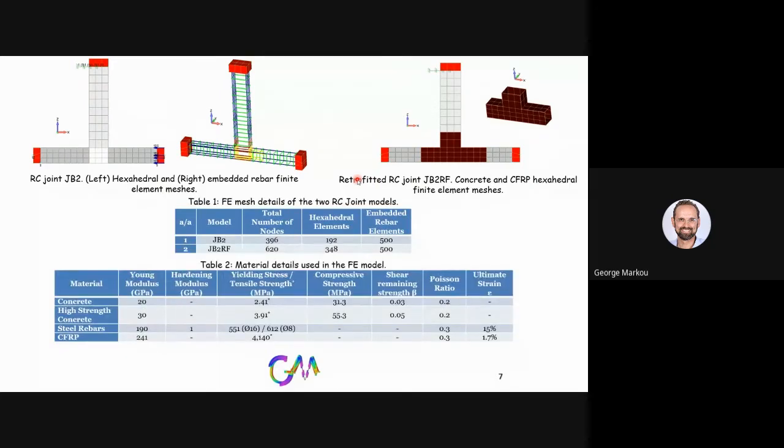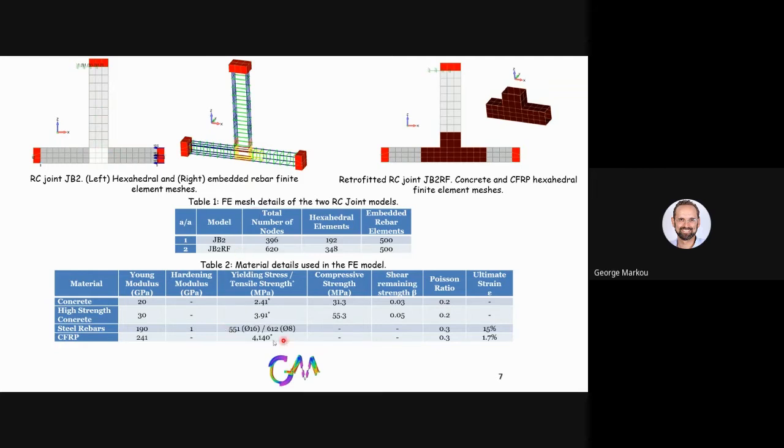These are some data for the mesh details: number of total nodes, elements, hexahedral elements, and embedded rebar elements that were used in order to model this experiment and this specimen. And of course, the material details we took directly from the publication, according to the uniaxial compressive strength tests that were performed for concrete. And the high strength concrete was used, as you can see here, to rehabilitate this region of the joint that was completely cracked.